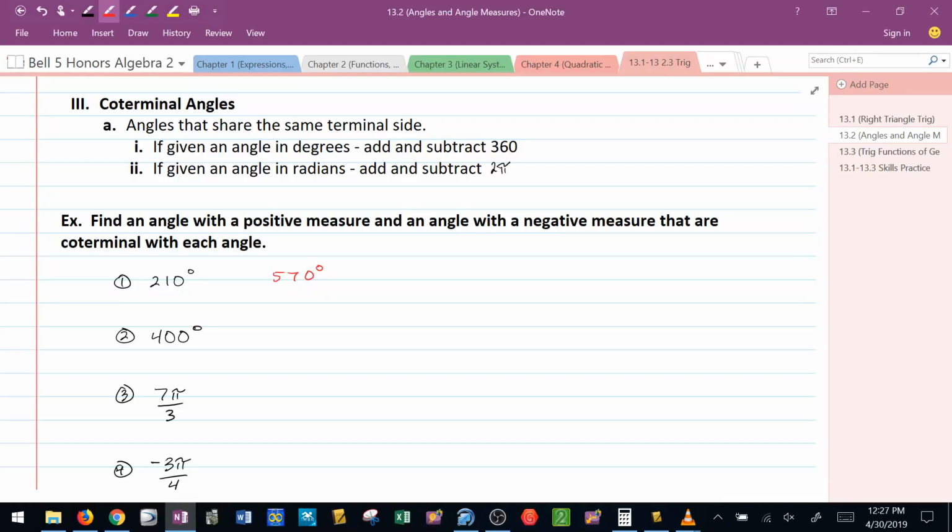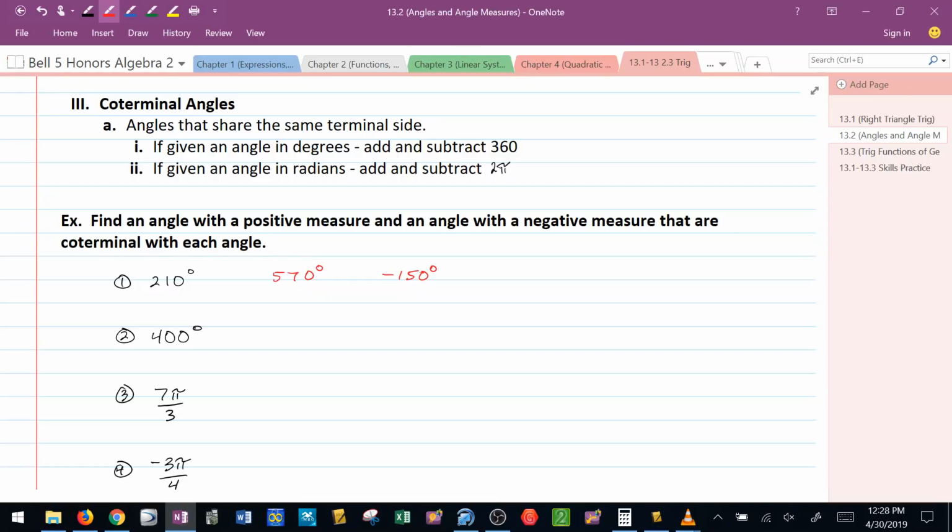An angle with a negative measure would be take that 210 and subtract 360 from it, and that gives me a negative 150 degree angle. That's it. So we're going to either add or subtract 360, depending on the scenario that we're presented with.